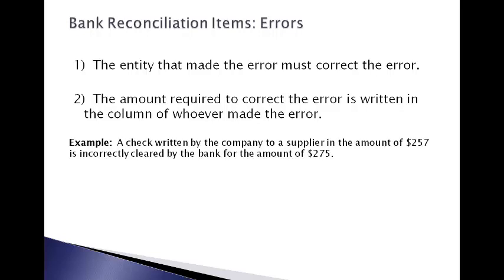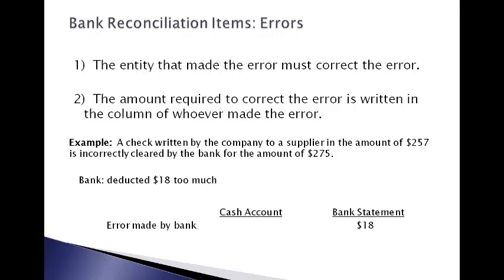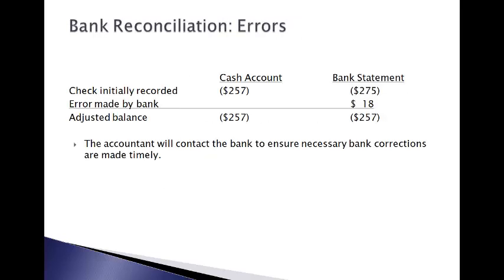A check written by the company to a supplier in the amount of $257 is incorrectly cleared by the bank for $275. The bank deducted $18 too much from the company's account. The bank made the error, and the $18 that it will take to correct the bank account is written in the bank column. The bank must add $18 to the account to reflect the correct balance. Once the error is corrected, the cash account and the bank statement will reflect the same amount.